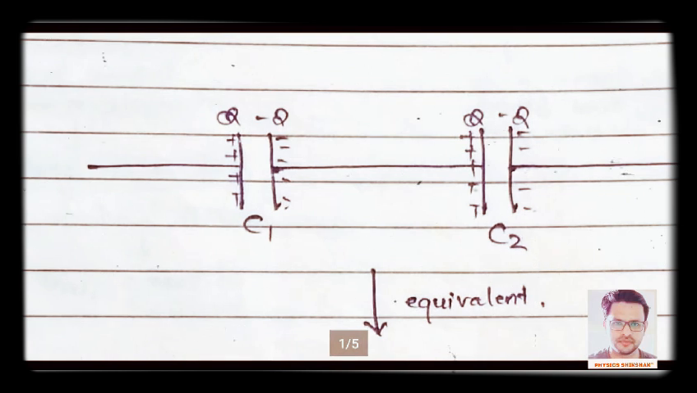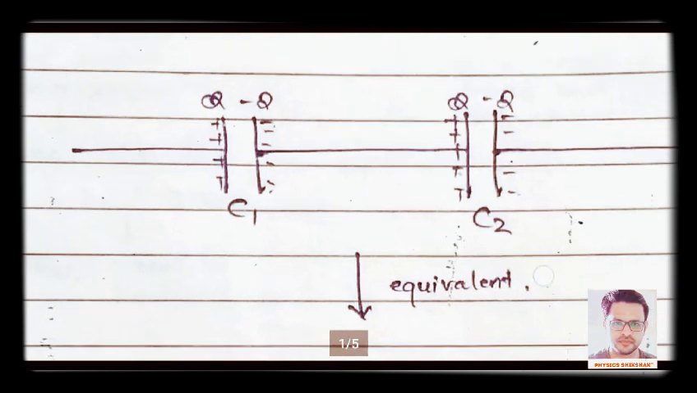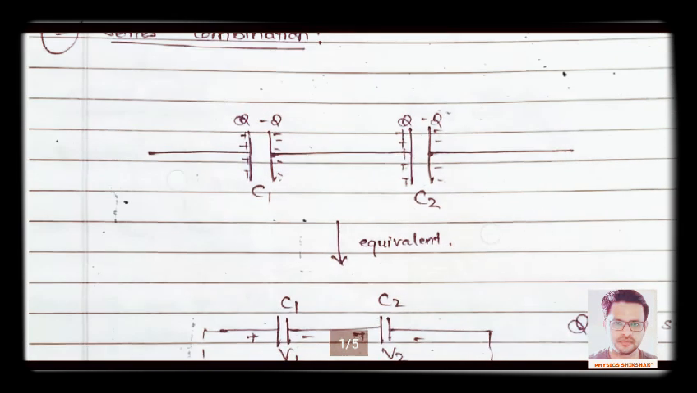So in series, one end of the capacitor is connected to the other end of the capacitor, and the rest two ends of the capacitors are disjoint. It means they are not connected. Now just have a look.